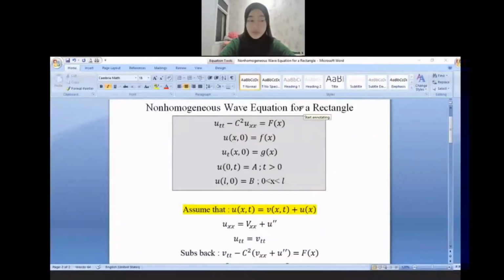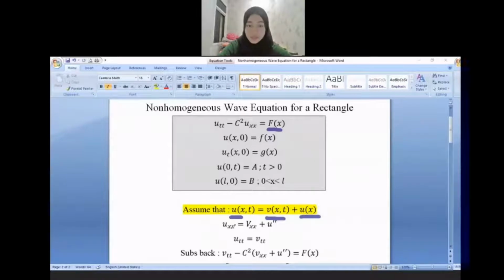Wave equation for a rectangle. So this is the form of the non-homogeneous wave equation. We have u_tt minus c squared u_xx is equal to f(x). It is called non-homogeneous because it has f(x) here, and we have the boundary condition and also the initial condition. Firstly, we assume that u(x,t) is equal to v(x,t) plus u(x).